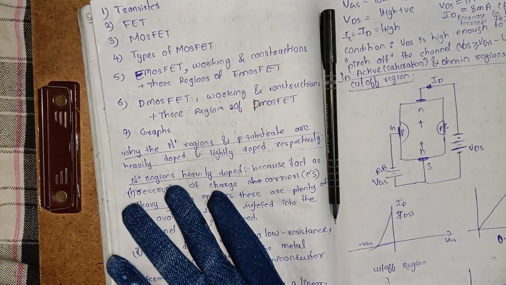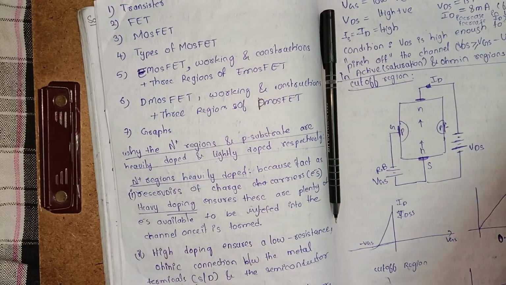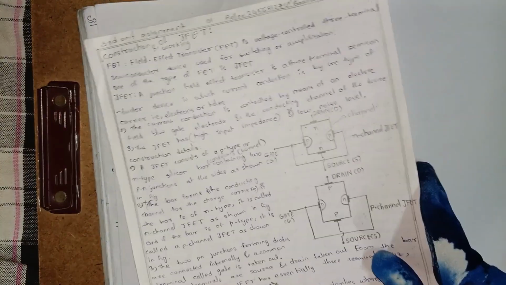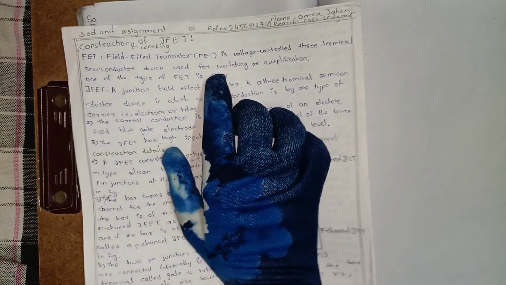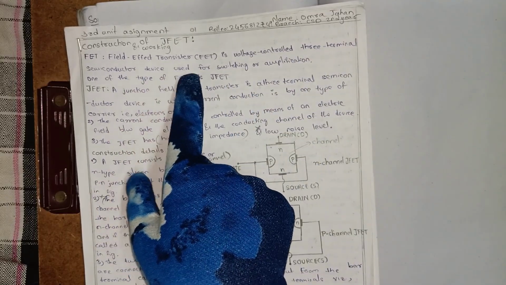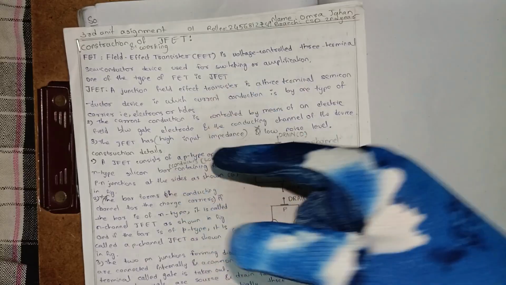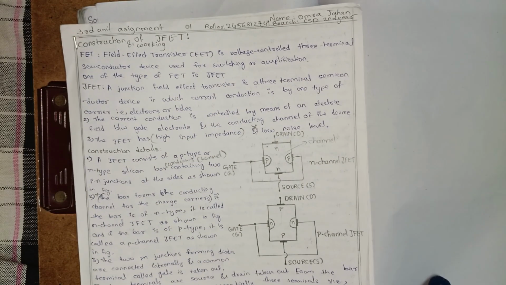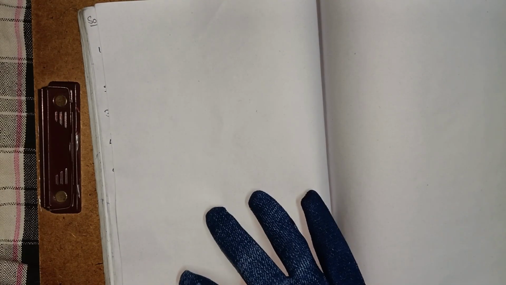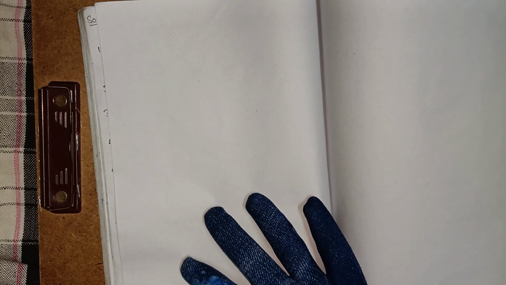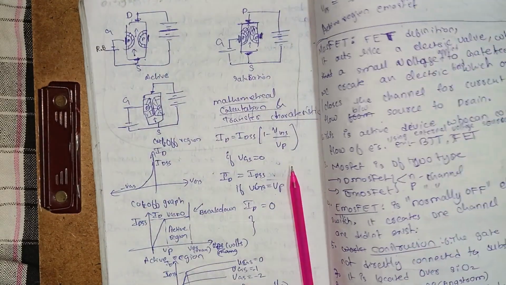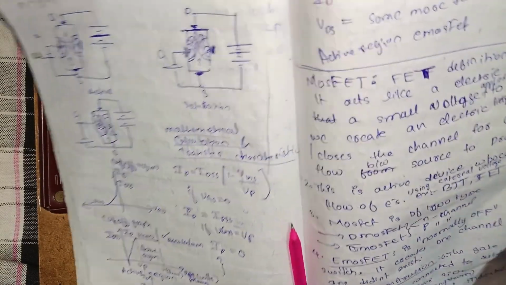So what is FET? FET is a voltage control 3-terminal semiconductor device used for switching or amplification. Okay, and this MOSFET is one type of FET. Okay, then we will see what is MOSFET.